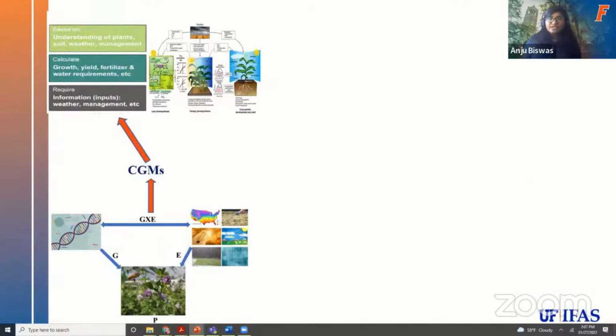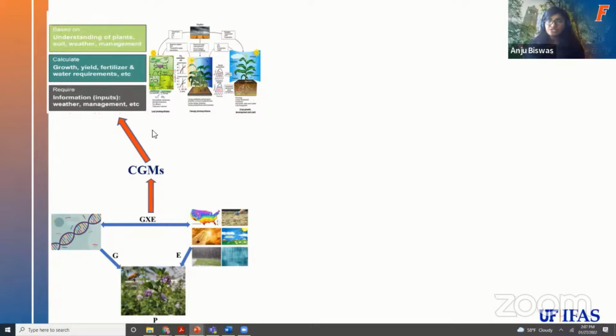So how do we explore G by E interaction using a crop growth model? First we need to know what a crop growth model is. From this figure, you can see it's a little complex, but let me simplify this terminology. It is based upon several pieces of information. You have to understand your plants, soil and weather data, also management data in DSSAT, which I will explain later.